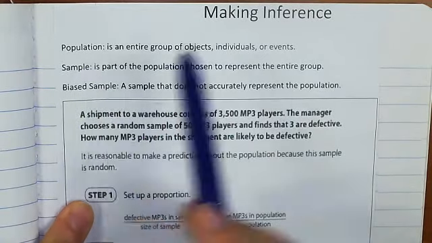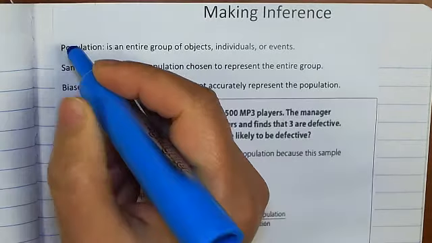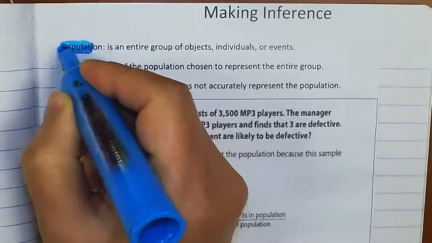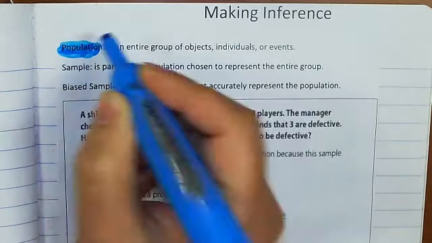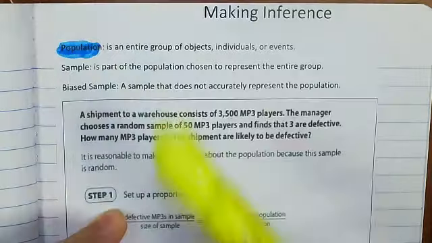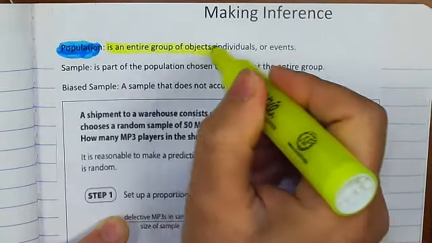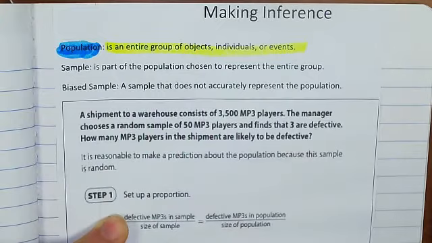Population is basically the entire group of objects. So we have the word population, the entire group of objects. For example, if I'm talking about the school, I'm talking about the entire number of students. So if I'm talking about seventh grade, I'm talking about all the students in seventh grade.